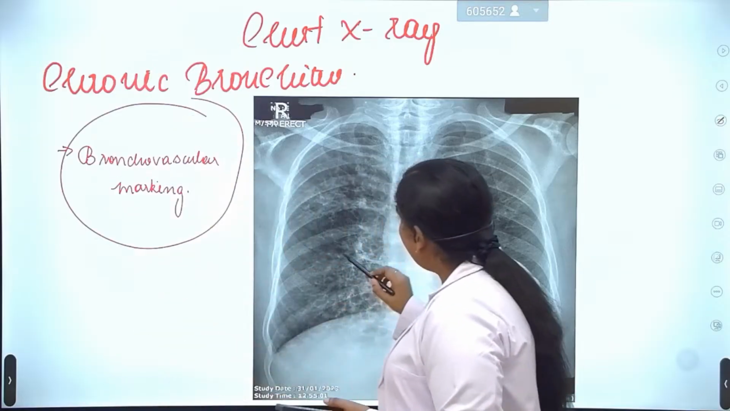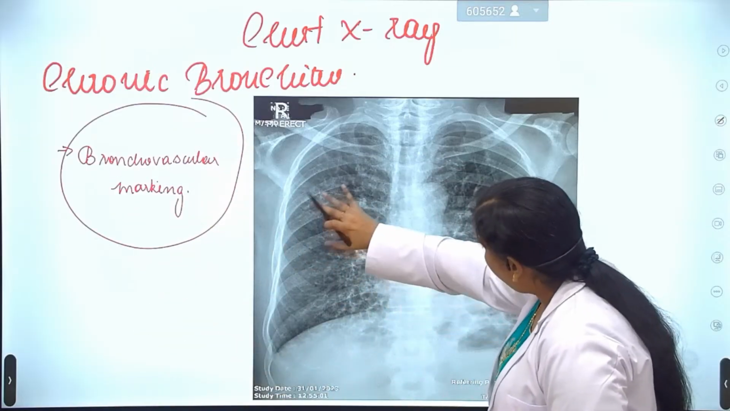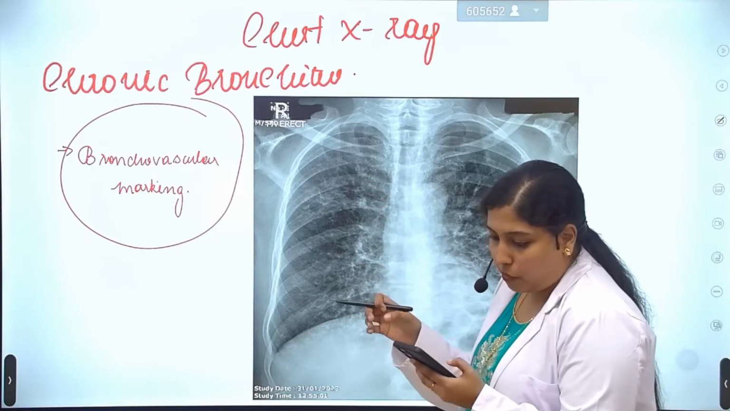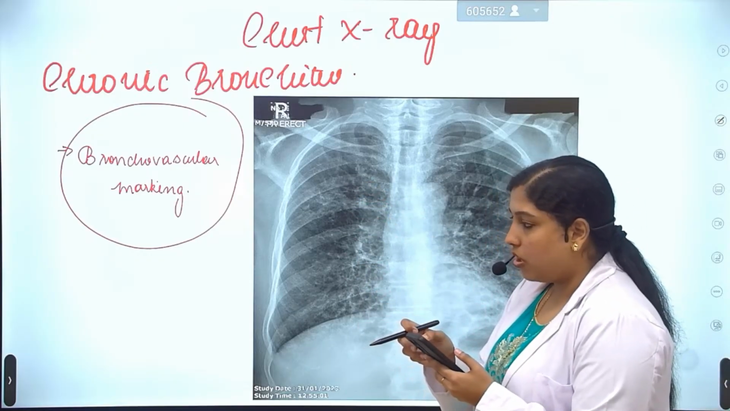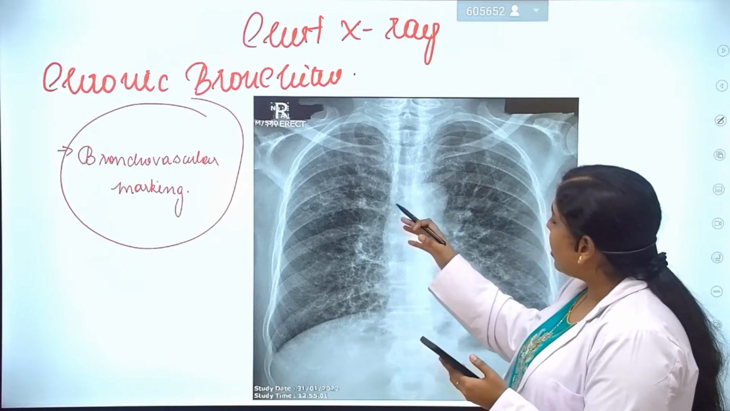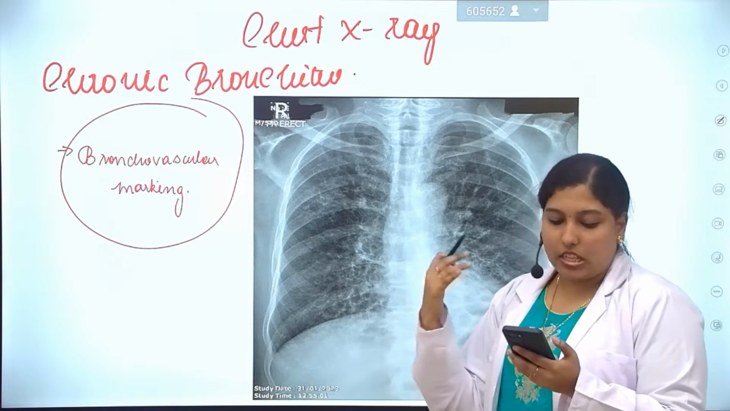You can see a lot of white patches, which indicate that the bronchiole is trying hard to do its job. That is the visibility of the bronchioles and the lung blood vessels.